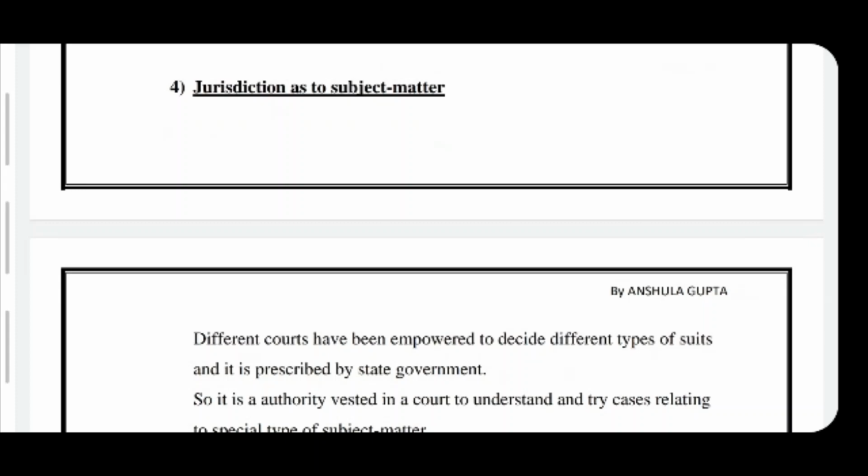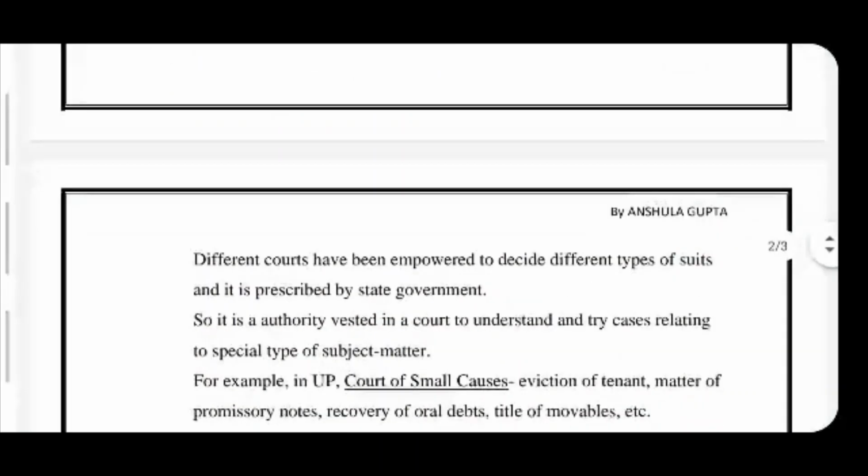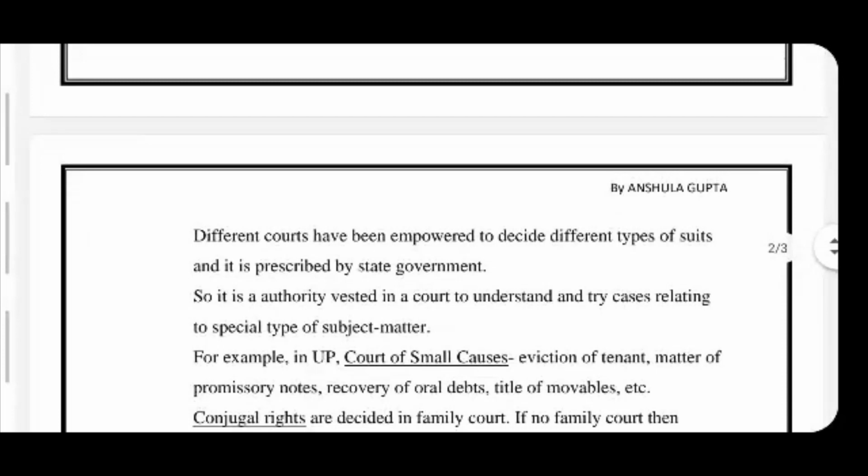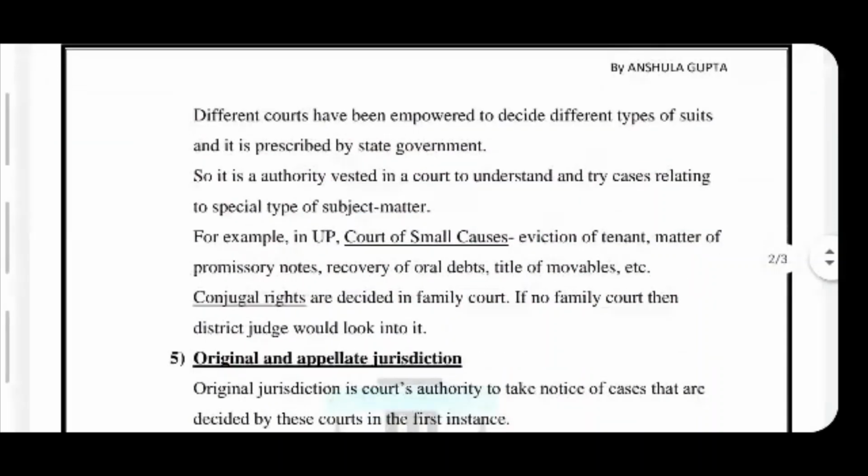So, different courts have been empowered to decide different types of suits, and this is also prescribed and directed by the respective state government. For example, in UP, the court of small causes can take up matters related to eviction of tenants, matters of promissory notes, like small matters, title of movables, etc. And conjugal rights are decided in family courts. If no family court is there in that particular district, then the district judge would take up the matters of family related disputes.